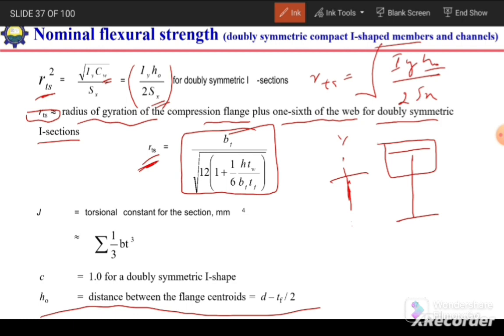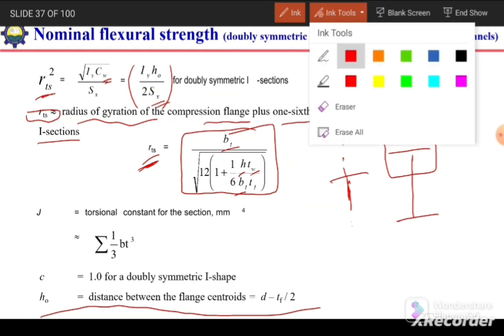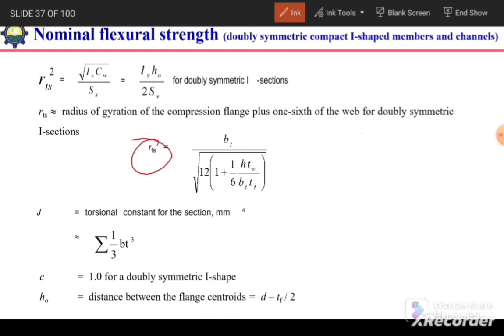So we can substitute the values. b_f means the width of flange, h is the depth of web, t_w is the thickness of web, and b_f and t_f are the width and thickness of flange. By substituting these values, we can calculate the r_ts value, which is the approximate radius of gyration for the compression flange.